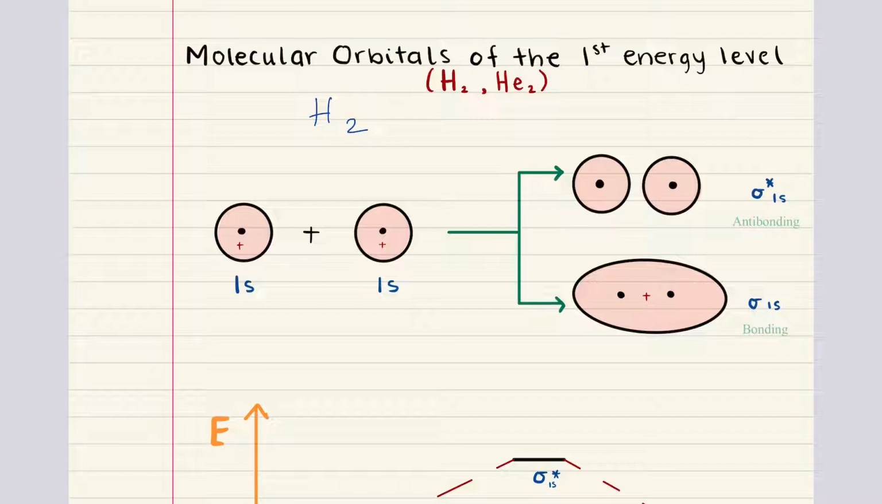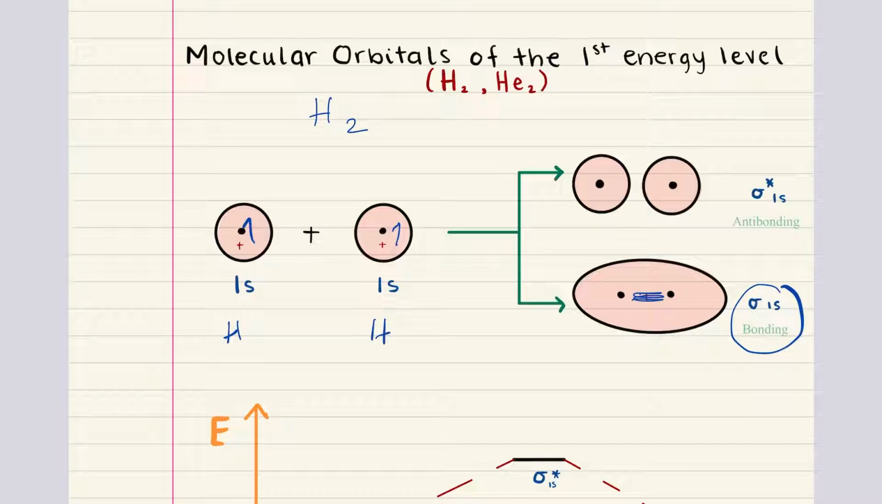Hydrogen has just one electron in a 1s orbital, meaning when two hydrogen atoms come together, their 1s orbitals are going to overlap to form a molecular bond. However, unlike in valence bond theory, where we simply say a bond forms, in molecular orbital theory, this overlap creates two new molecular orbitals. One is a bonding molecular orbital, sigma 1s, and this results from constructive interference, meaning that the atomic orbitals add together in phase. This increases electron density between the two nuclei, which stabilizes the molecule.